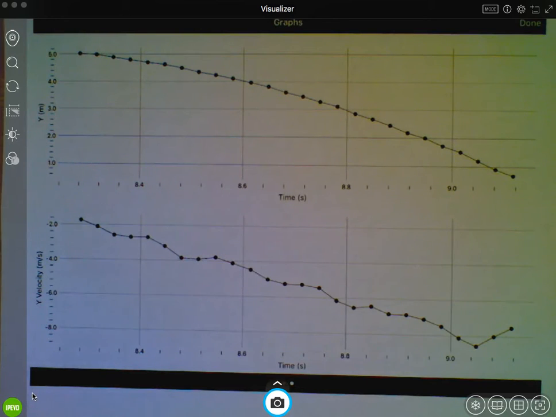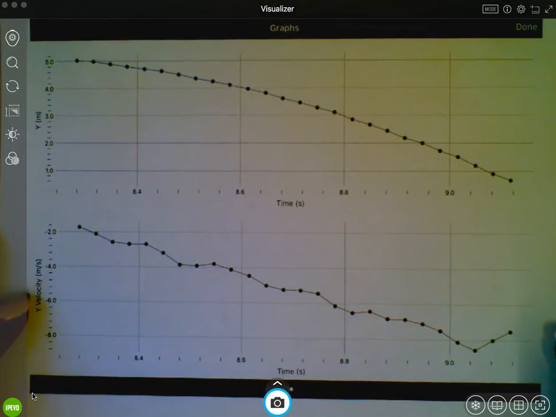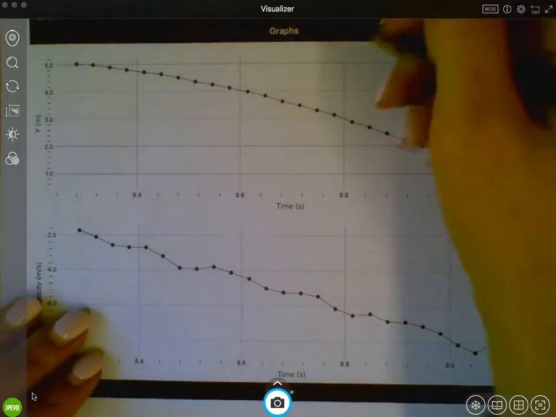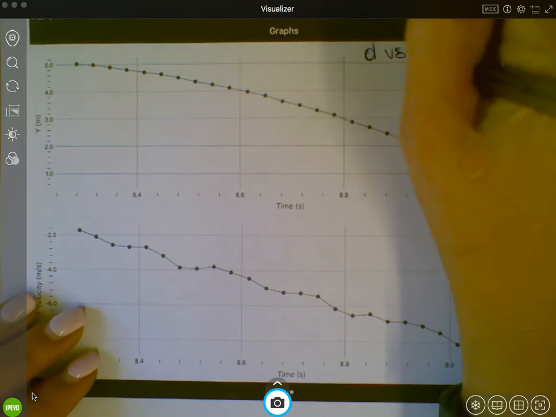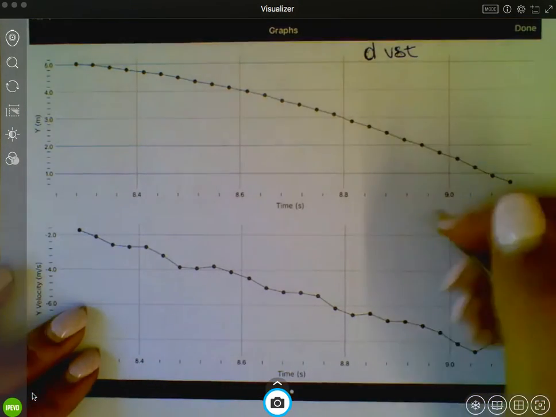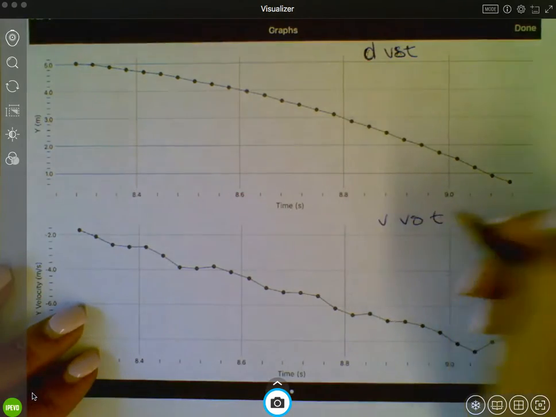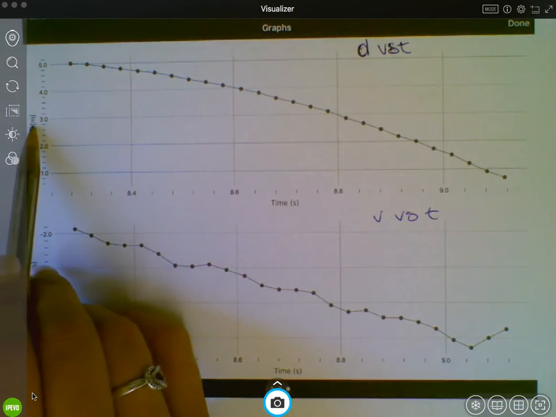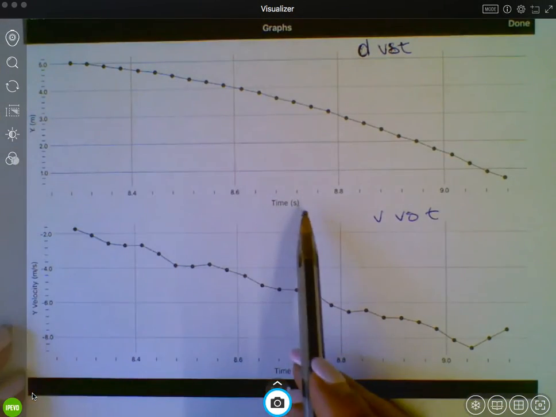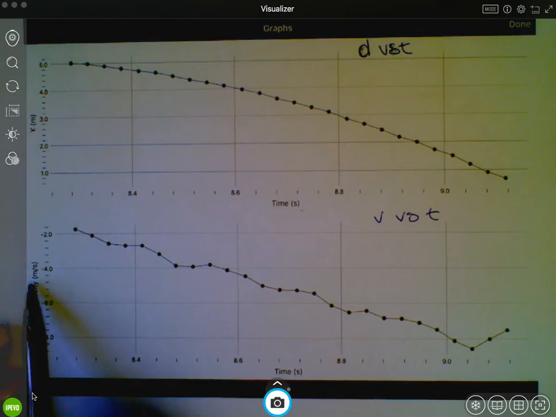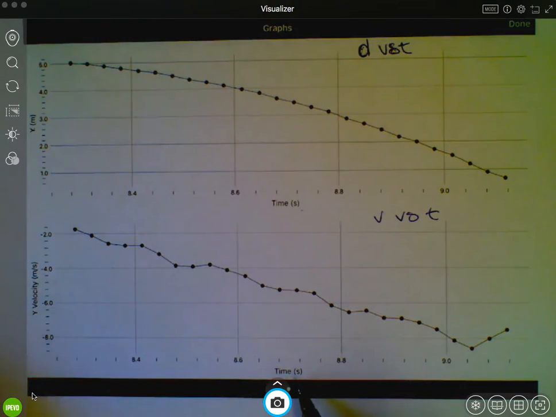Okay guys, so this video is going to explain how to do the graphing thing we did for the lab that you need to know for your test on Friday. So this one here is the D versus T graph, and this is the V versus T. The way that we tell is that this one's in meters and seconds, and then this one's in meters per second, so that's velocity.